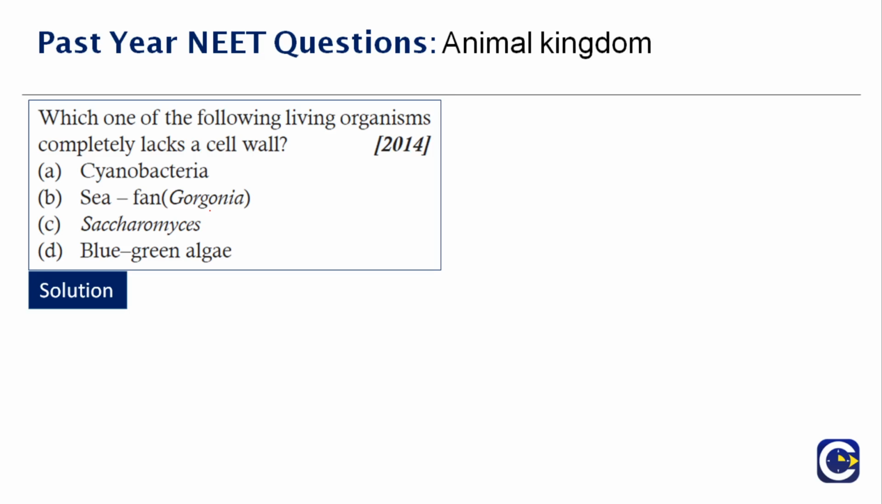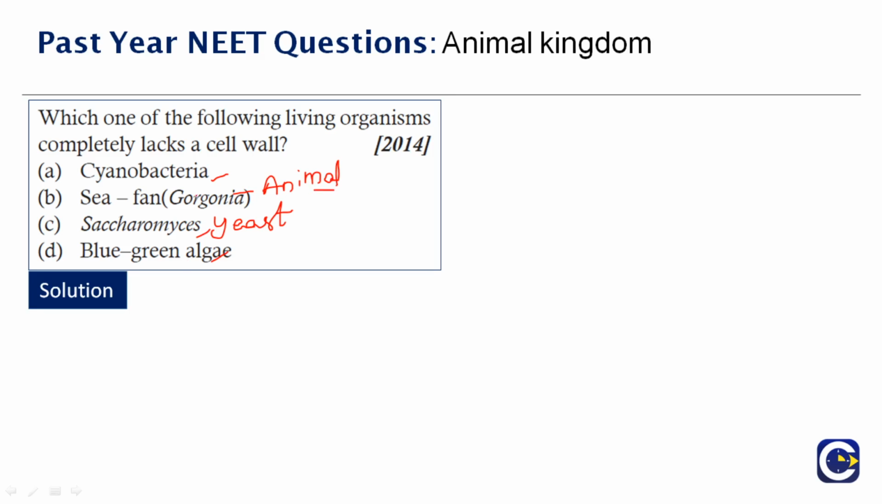Now the one which lacks a cell wall: cyanobacteria, Saccharomyces, blue-green algae, all these are prokaryotes. I mean, Saccharomyces is a yeast, we all know that, right? All these have a cell wall. The correct answer is Gorgonia, which is also called a sea fan. It's actually an animal here. Animals, as I said, do not have a cell wall.